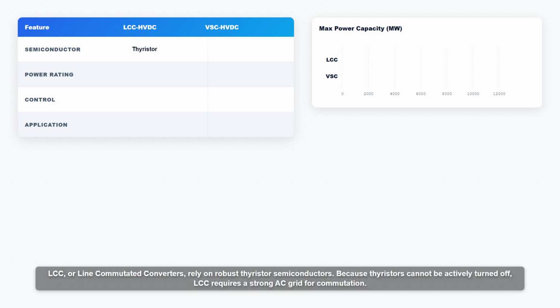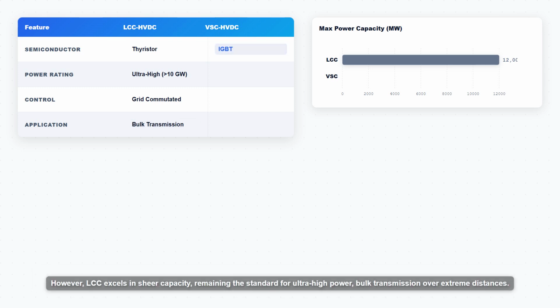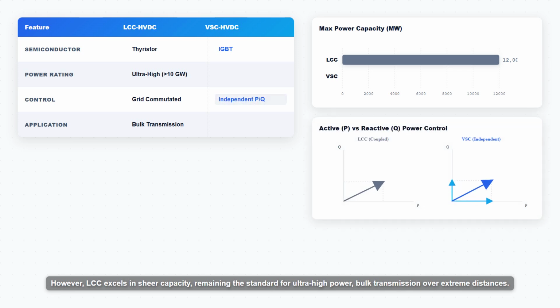LCC, or line commutated converters, rely on robust thyristor semiconductors. Because thyristors cannot be actively turned off, LCC requires a strong AC grid for commutation. However, LCC excels in sheer capacity, remaining the standard for ultra-high power bulk transmission over extreme distances.